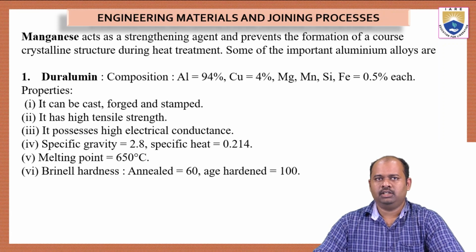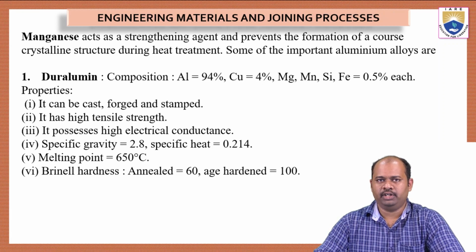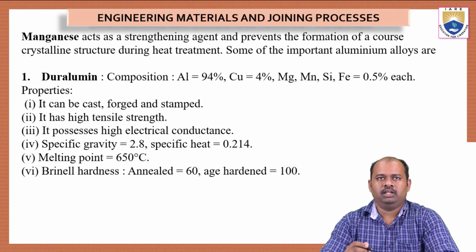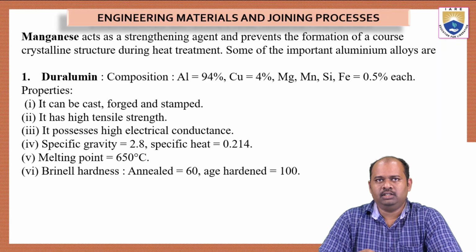Now in the previous lecture, we have seen there are different types of aluminiums. So aluminum, when it is mixed with some other components like manganese or copper, we can form new types of alloys. Now let us see what is manganese and how it can be added to aluminum to form a new alloy, that is duralumin. Manganese acts as a strengthening agent and prevents the formation of a coarse crystalline structure during heat treatment.